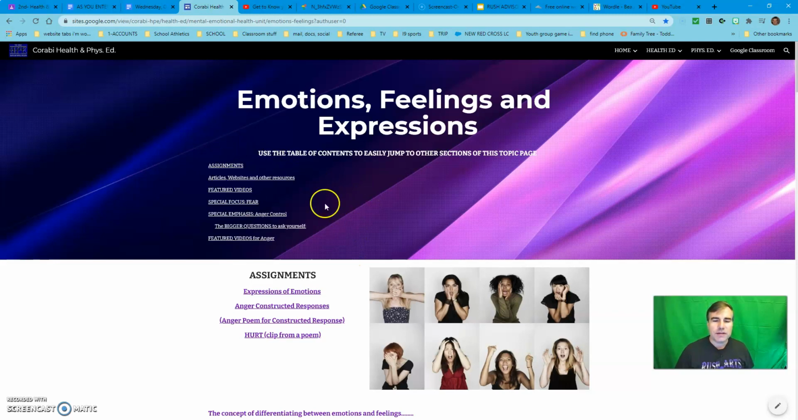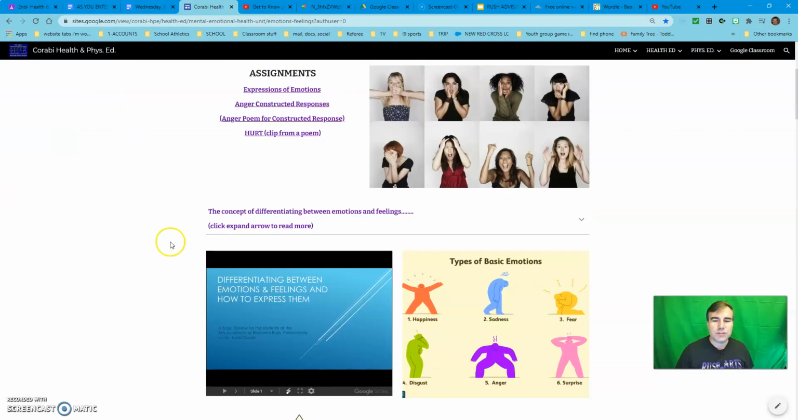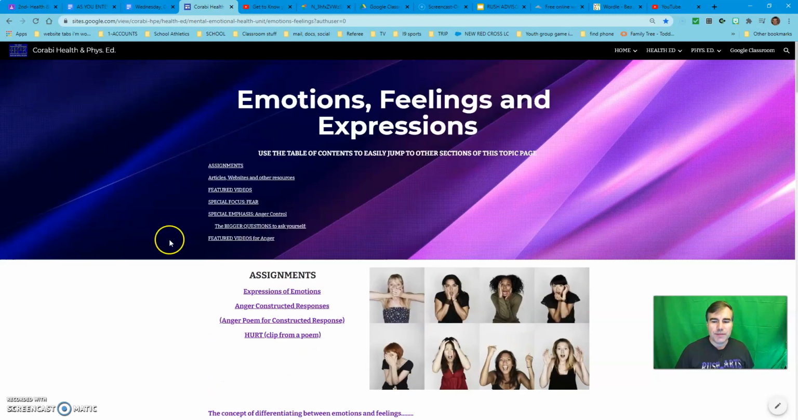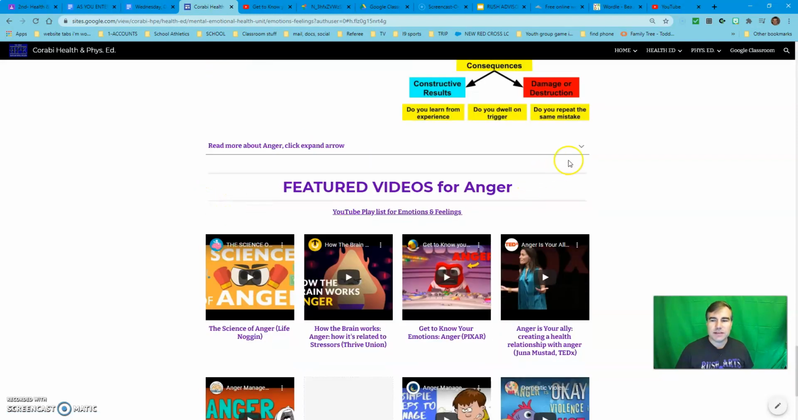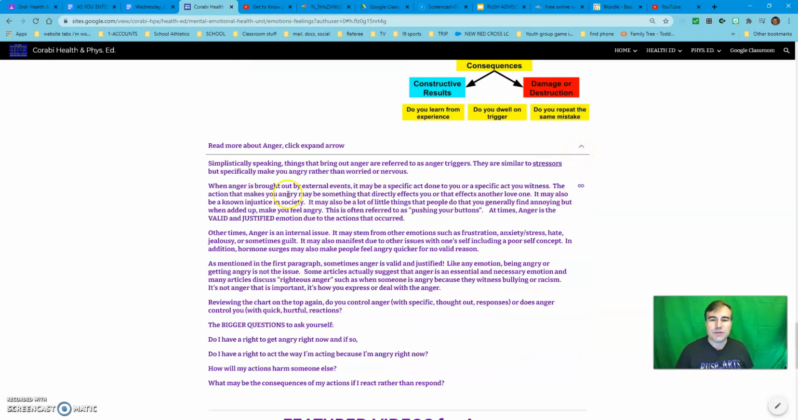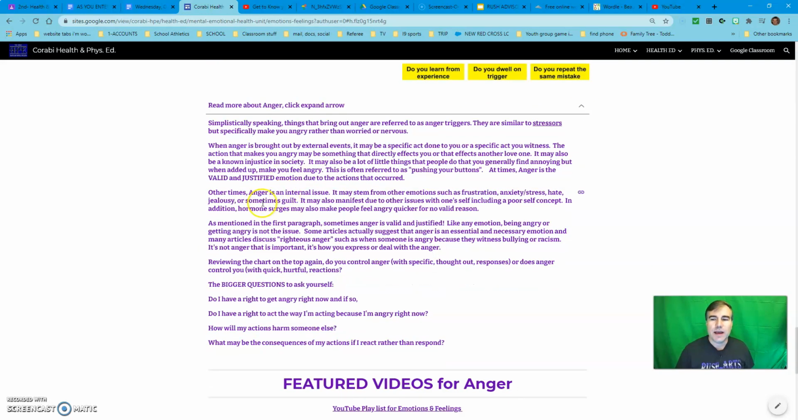Anyway, on the top there's a table of contents. You could just scroll down, but it's easier for most of you if you just click on the link that says special emphasis anger control. Okay, so along with anger control, there's a few things that we have to recognize, and I'm not going to read it word for word, but I'm going to click this down arrow so that you can go and read on your own. And I'm going to even cover it most of the time just so that you can see it.